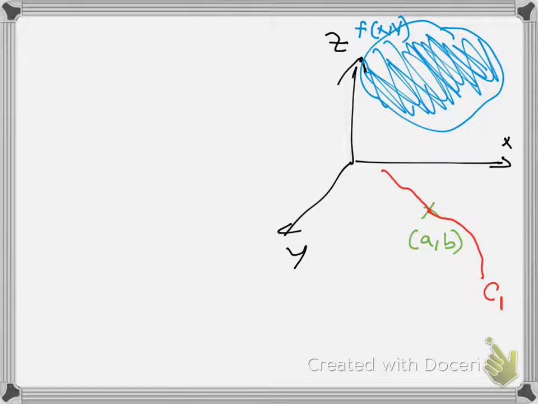And let's say I approach AB, this is again my point AB, along another path, let's say this path here, this is another path, C2, okay? Now, this is the image of AB. This is f of AB.